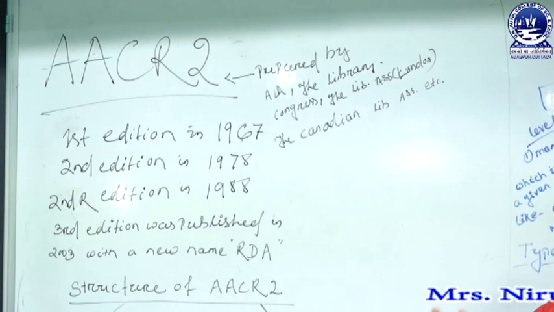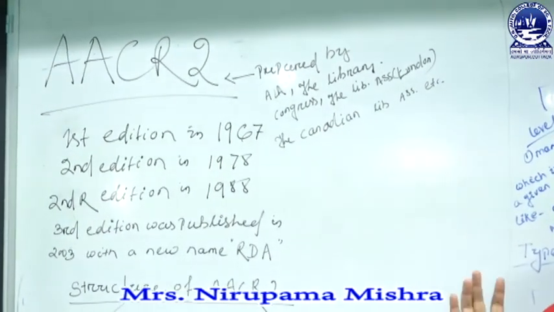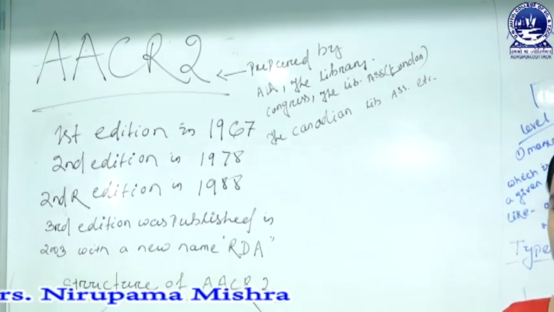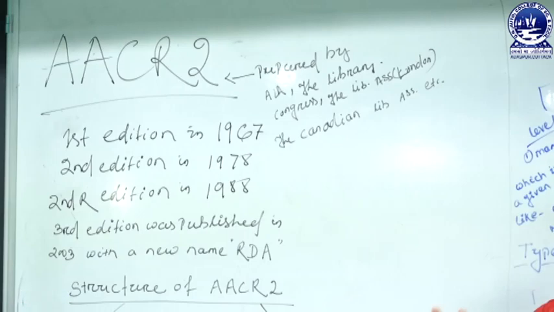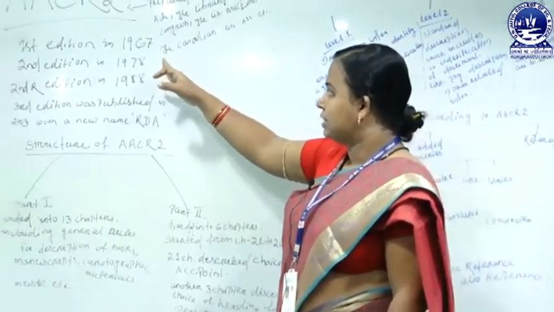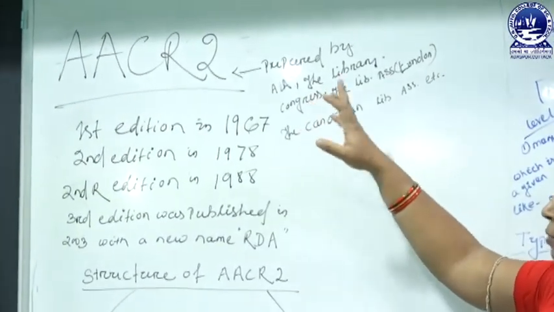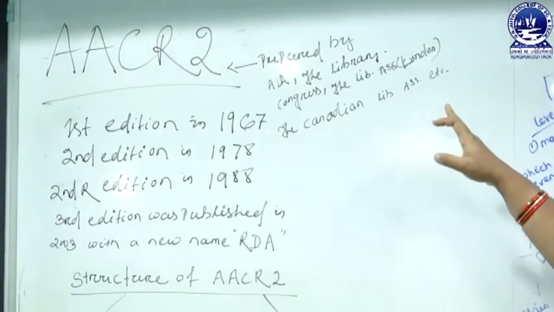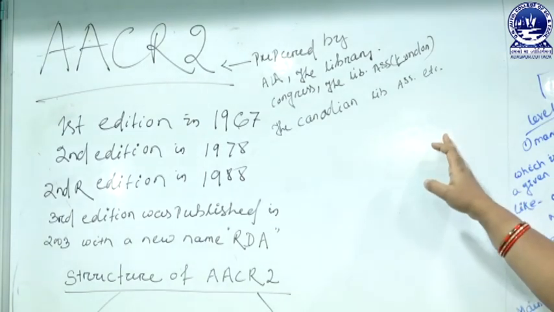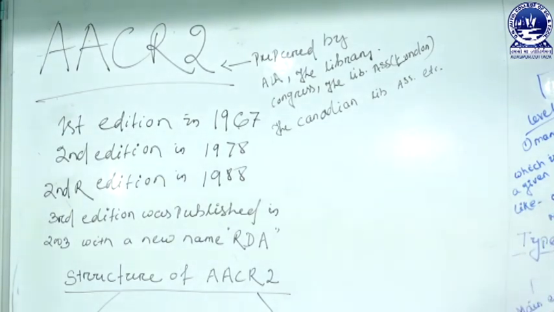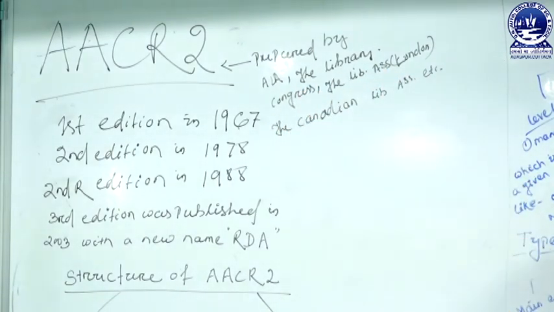AACR2 is a guideline or code which provides basic descriptive information about a book or any content stored in our library. The first edition was published in 1967 and was prepared by the ALA, the American Library Association, the Library of Congress, the Library Association of London, the Canadian Library Association, and many other European countries. It is known as the Anglo-American Cataloguing Rules, and 2 stands for the second edition.